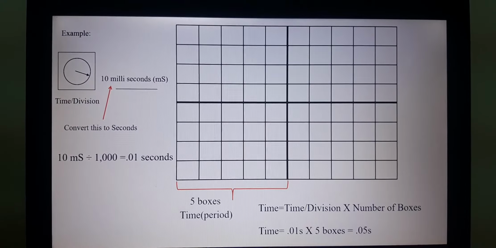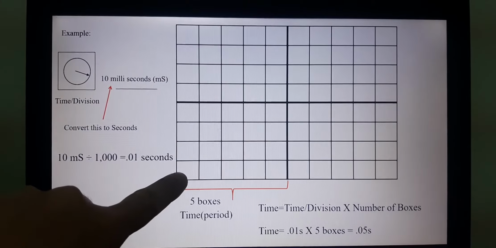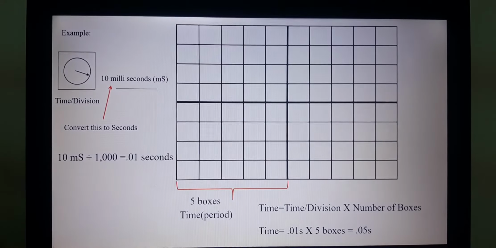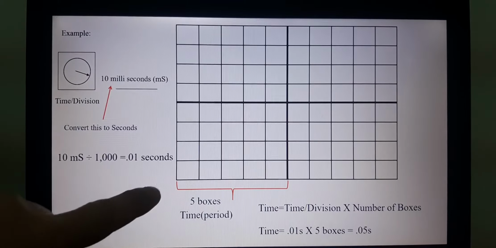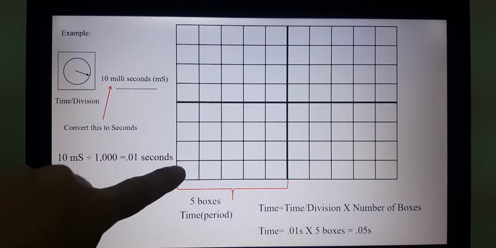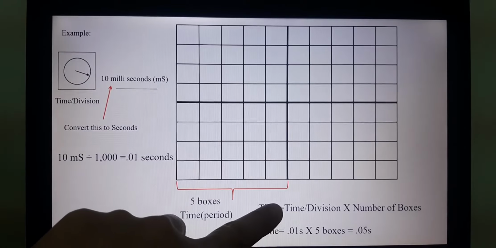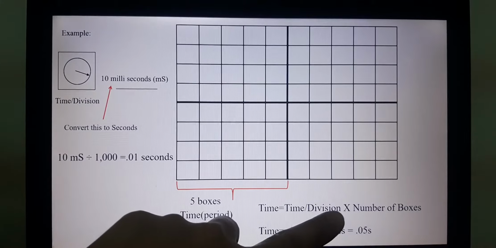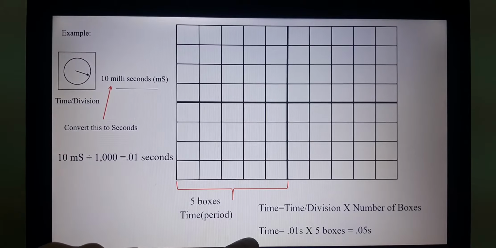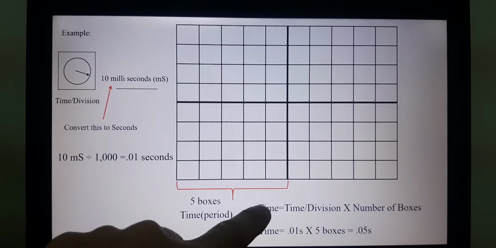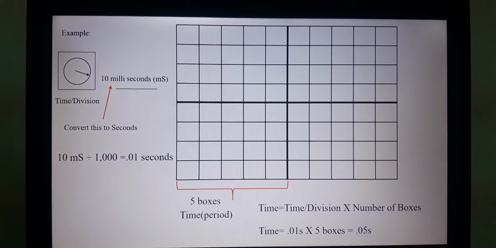Now, in this example, 1 cycle covers 1, 2, 3, 4, 5 boxes. So to complete 1 cycle, the cycle occupies 5 boxes. So in order for us to compute, time is equal to time per division times number of boxes, which is 0.01 second times 5 boxes, we have 0.05 seconds.